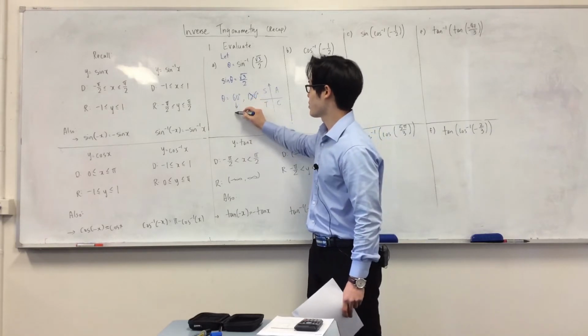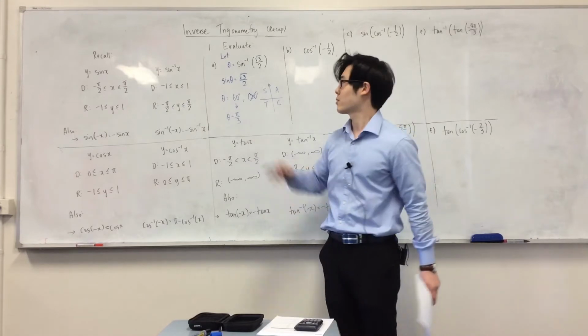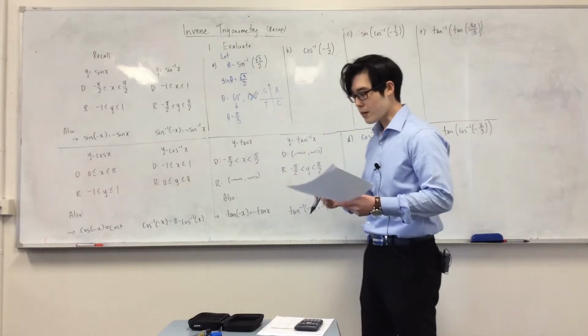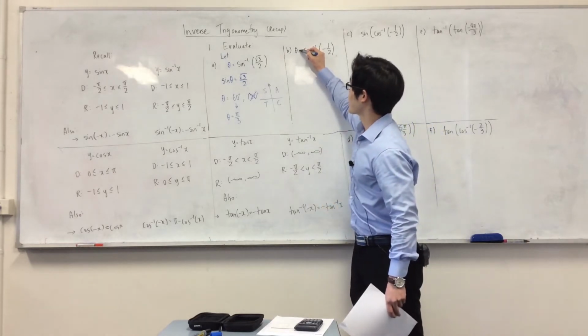And you need to make sure your answer is in radian mode, so that's pi over 3. Okay, so just keep that in mind. So these are the steps that you always have to show. All right, same thing for this question. So you let theta equal that.